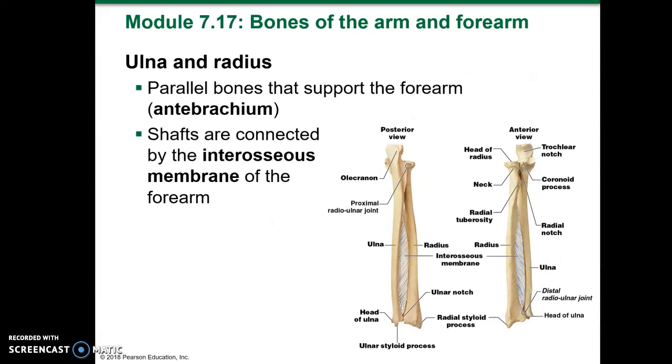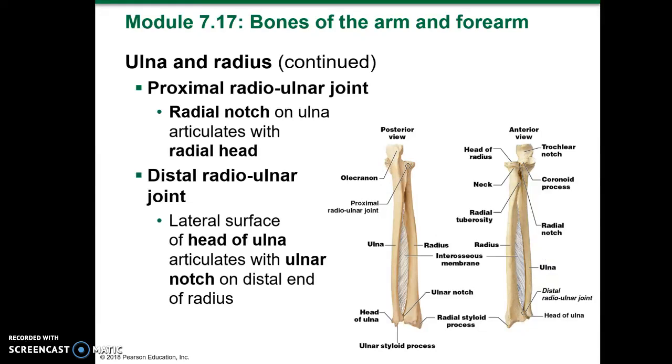Let's look at the ulna and the radius. They're parallel bones that support the forearm, also called the antebrachium. The shafts are connected by the interosseous membrane of the forearm. And by the way, this interosseous membrane actually forms what we consider a real joint or articulation between these two bones. Not quite like the normal types of joints you think of, but it is a joint or an articulation.